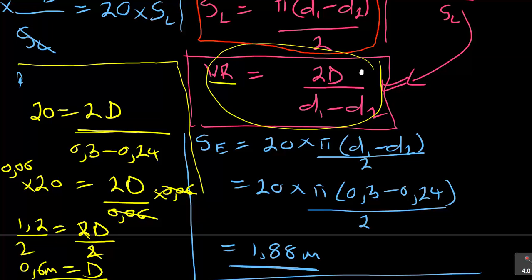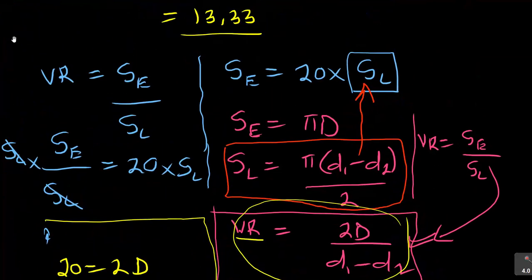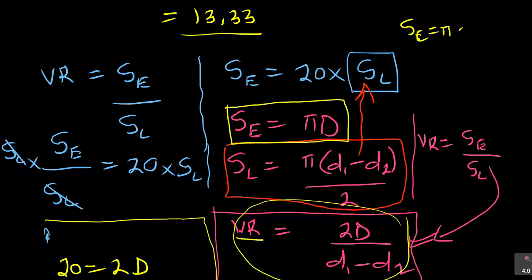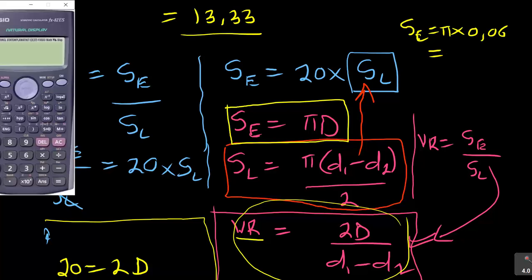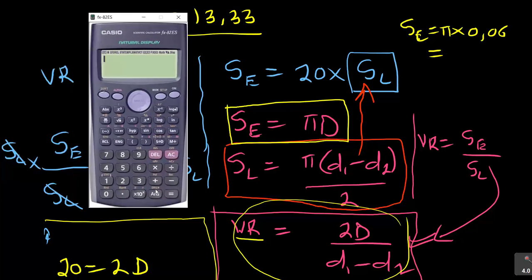You remember, now you know the big D. You can then use this formula: SE is equal to pi d. So SE is equal to pi times d, and our d, we say it is 0.06, the big D. Then if you use that, it will become pi times 0.06.